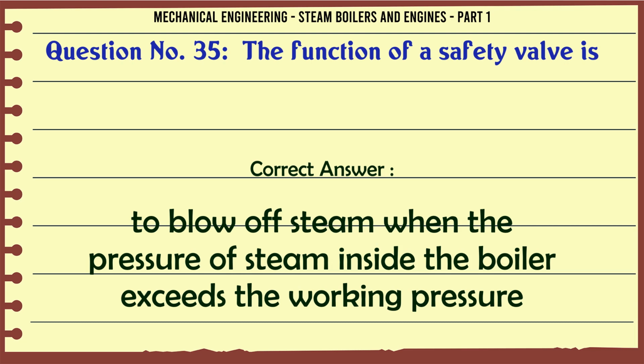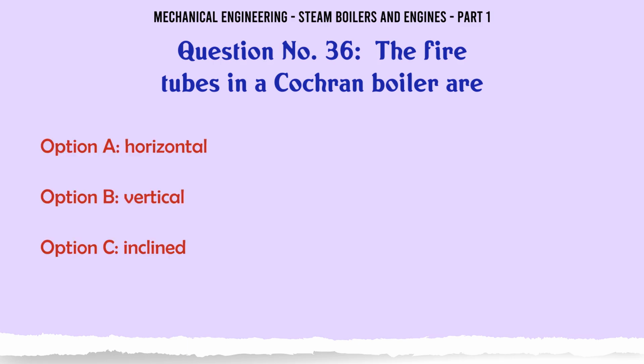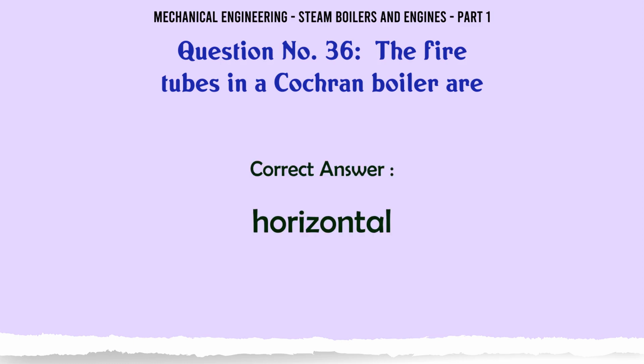to blow off steam when the pressure of steam inside the boiler exceeds the working pressure. The fire tubes in a Cochran boiler are: A. Horizontal, B. Vertical, C. Inclined. The correct answer is horizontal.